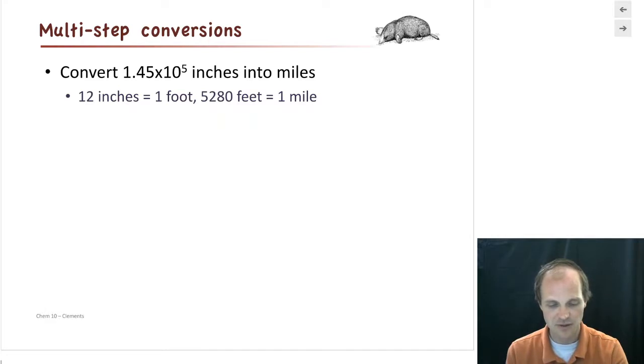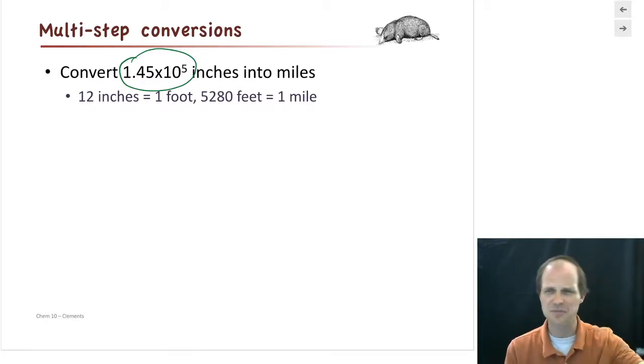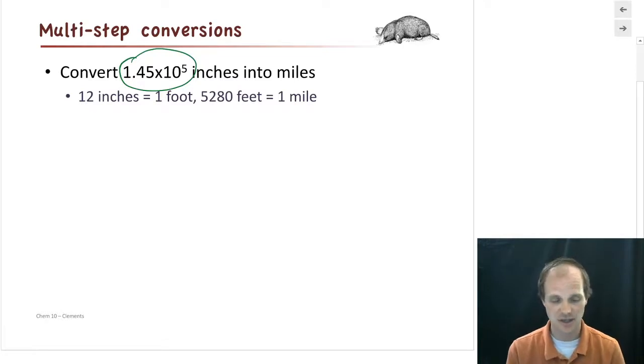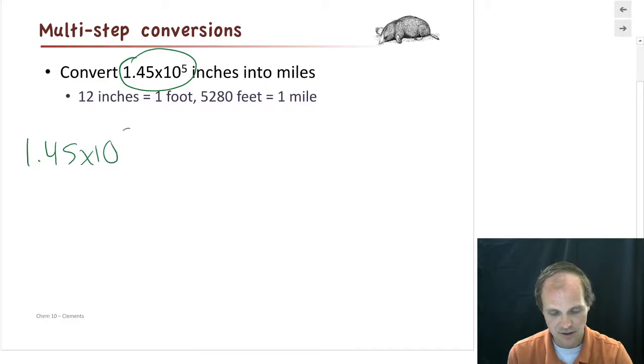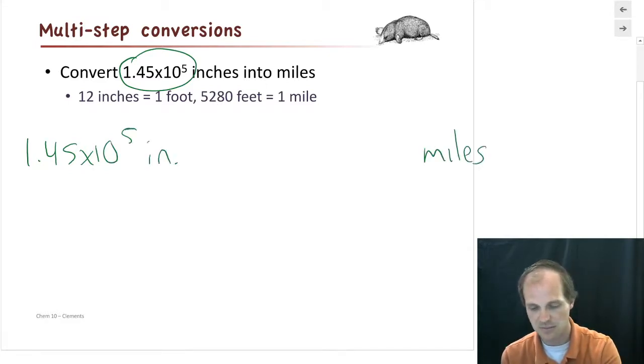So what we're going to do is convert 1.45 times 10 to the 5th inches into miles. Some people get very intimidated by having scientific notation as part of their numbers, but remember the numbers part's easy. The numbers part, you literally just type it into your calculator and have your calculator do all the work for you. The hard part is getting it set up right and making sure you have the units where you need the units to be and the numbers attached in the right places. So I'm going to set this up just like I would any other conversion. 1.45 times 10 to the 5th inches, and I want to convert that into miles.